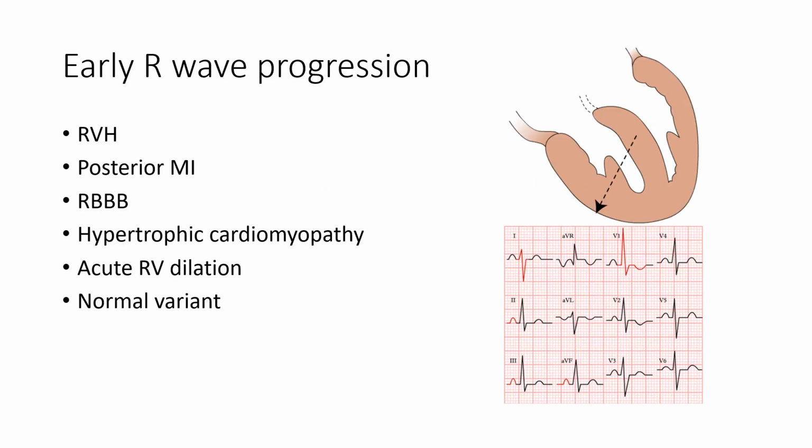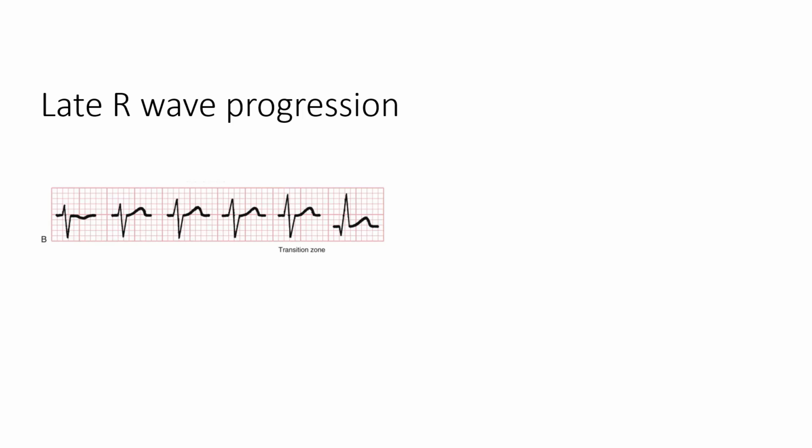Some potential causes of early R wave progression are going to be things like RVH, posterior MI, right bundle branch block, hypertrophic cardiomyopathy, acute RV dilation, again that might be a pulmonary embolism, and then potentially it could be a normal variant. On the left we see an example of late R wave progression, sometimes referred to as poor R wave progression. Here you can see we don't have the transition zone until V5, and we do not have R wave dominance until V6.